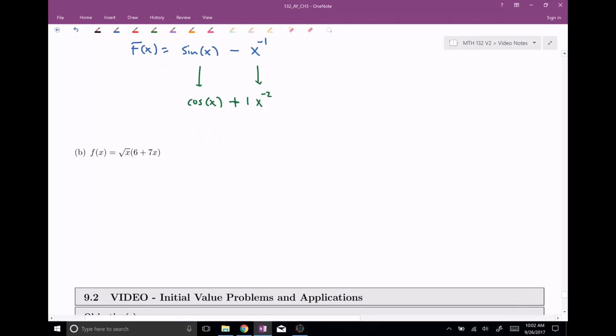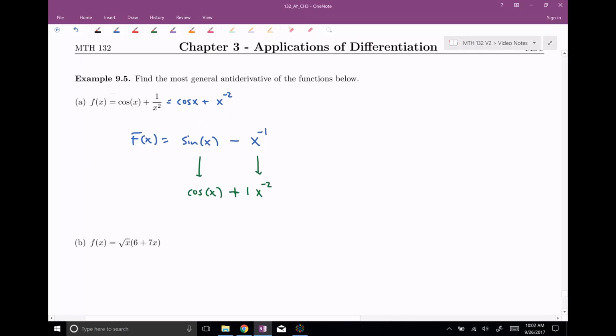General antiderivative. Oh, I forgot. This is good that I forgot. Maybe you guys did too. Most general antiderivative, we have a plus c. There we go. So this right here is our final answer. This is the most general antiderivative. Otherwise, it would have just been an antiderivative, right? But we could add anything. We could do plus 5, plus 100, right? So if we want the most general antiderivative, we do plus c.